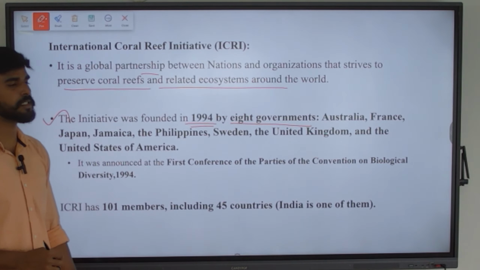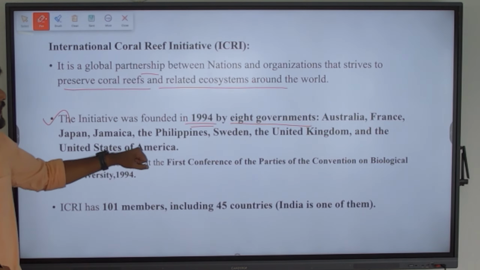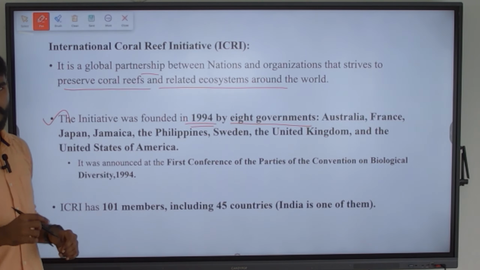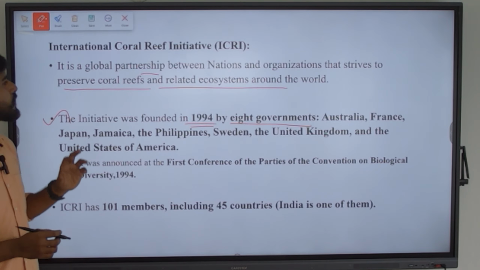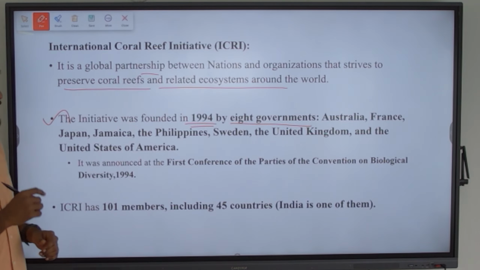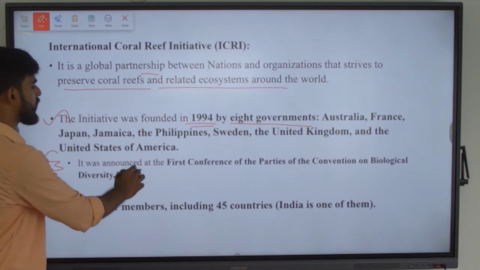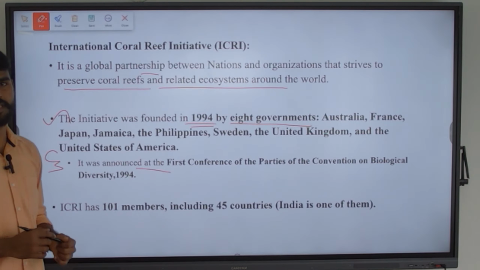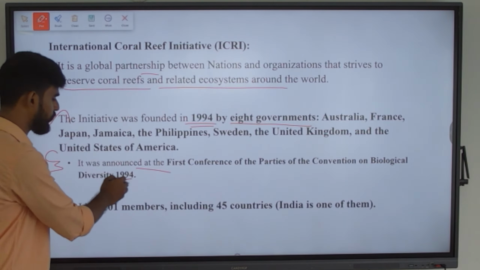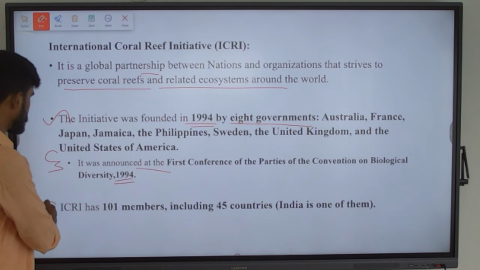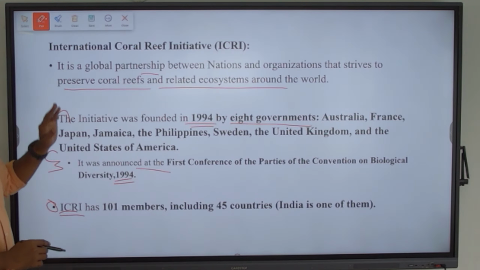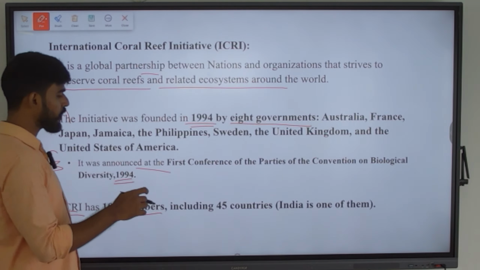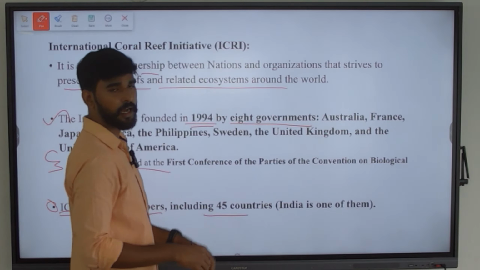What are the 8 governments here? It is Australia, France, Japan, Jamaica, Philippines, Sweden, United Kingdom and United States of America. These are the 8 countries which together founded this International Coral Reef Initiative. And when was this done? It was announced at the first Conference of Parties, COP, of the Convention on Biological Diversity, that is CBD, in the year 1994. Okay, and at present this ICRI has 101 members, and of these 101 members, 45 are countries and the rest are other organizations.